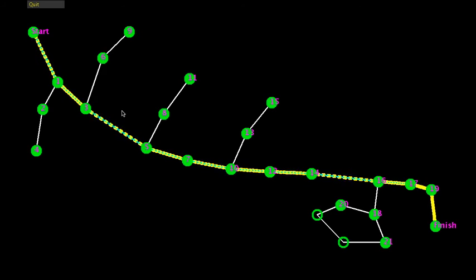Alright, so next time, I think what we're going to do is make this maze program a bit more sophisticated.